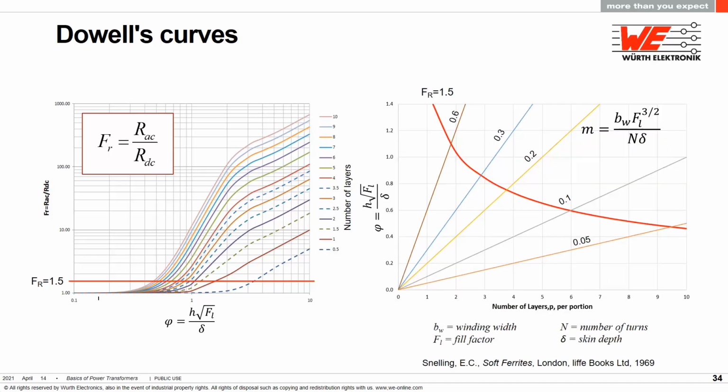Another way to look at it is presented by Snelling in his book Soft Ferrite. Here the red line is the same FR line equals 1.5 on the left, but the vertical axis is now phi, and the horizontal axis is now the number of layers. Using the formula in the upper right, you can calculate and plot a slope based on your winding length, porosity, turns, and skin depth to determine the optimal number of layers for that combination where they intersect the F sub r line.